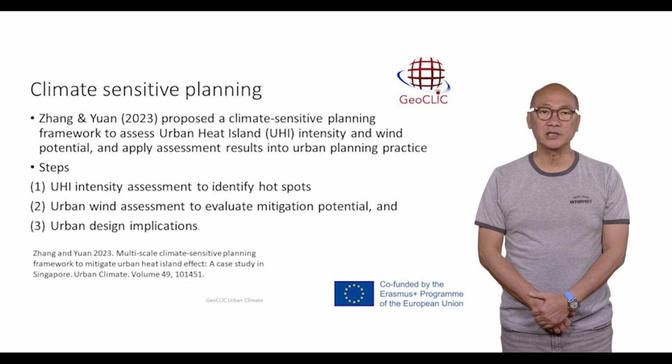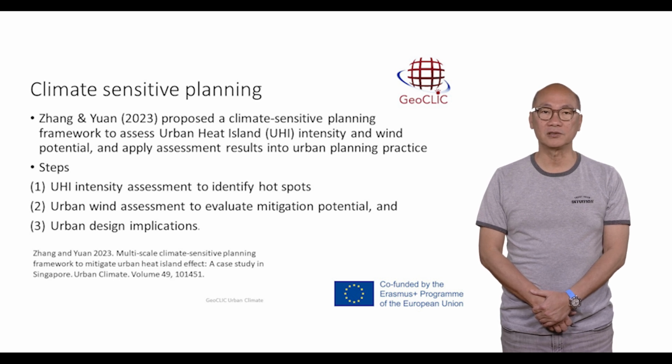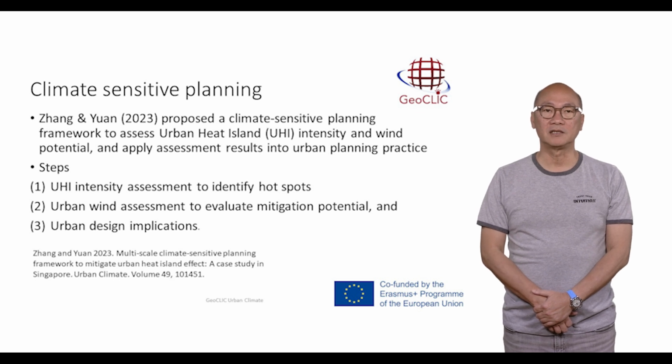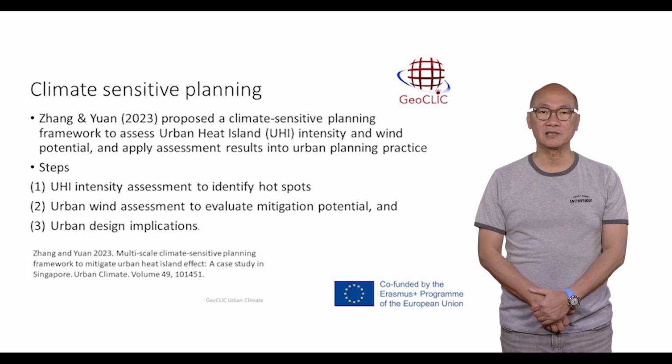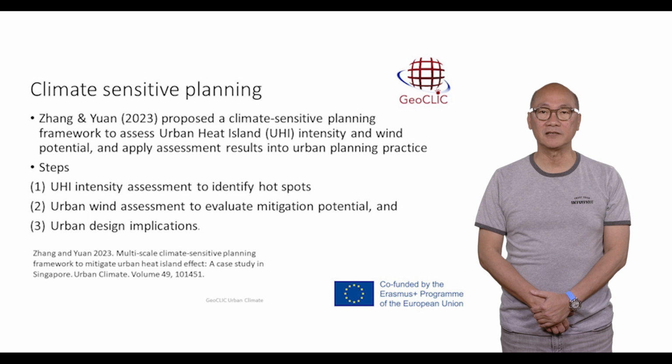In Zhang and Yun's 2023 paper, entitled Multi-Climate Sensitive Planning Framework to Mitigate Urban Heat Island Effects, a case study in Singapore, they present a framework of urban planning practice that incorporates geospatial and meteorological data in 3 steps. First, the identification of hotspots in urban heat island. Second, conduct wind assessment and mitigation options. Third, future design proposal with implications based on previous conclusions.